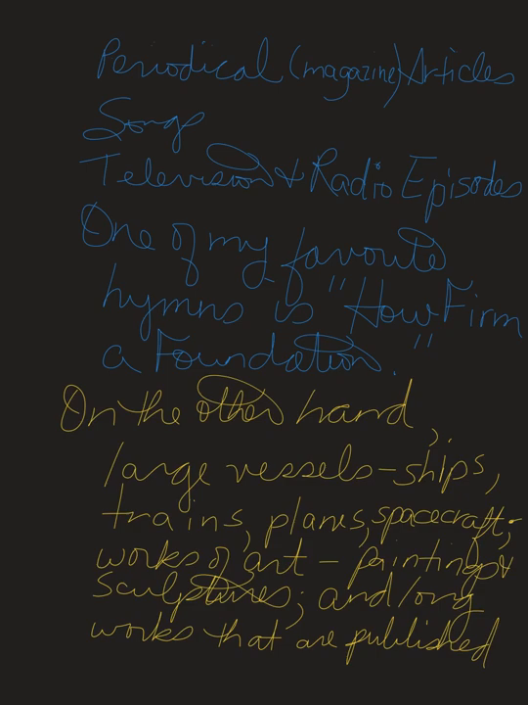And here's more on that rule here in the yellow. On the other hand, large vessels, such as the names of ships, the names of trains, the names of airplanes, the names of spacecraft would be underlined. They're big things, right?